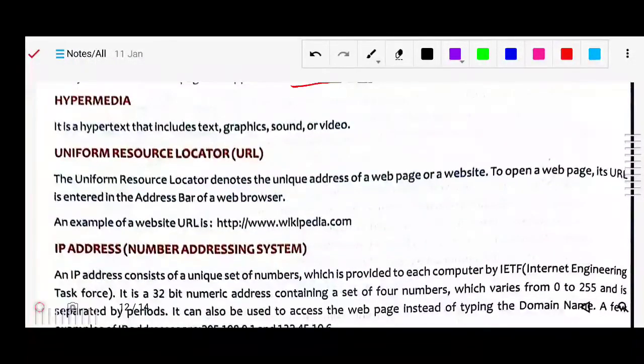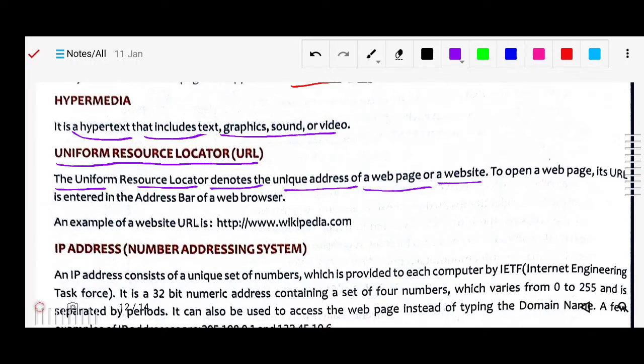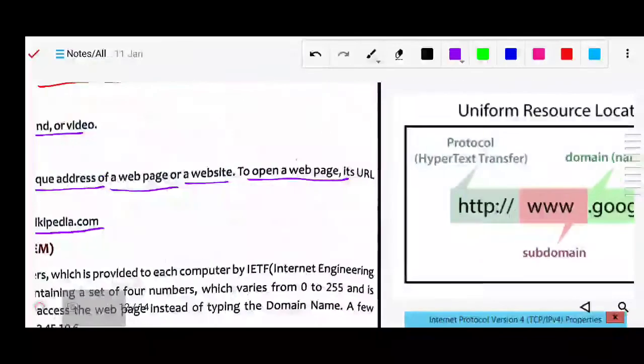Now next you can see the next part, which is hypermedia. It is a hypertext that includes text, graphics, sound. Okay, URL, uniform resource locator. The uniform resource locator denotes the unique address of a web page or website. To open web pages, its URL is entered in the address bar. For example, www.wikipedia.com, so here you can understand about the URL.